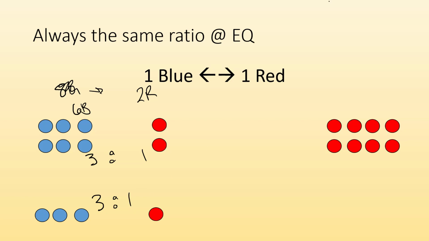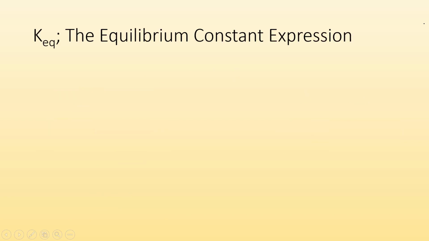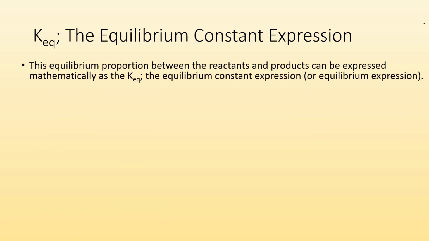I could even start with a bunch of red, and then what do you think is going to happen? Well, surprise, surprise, we're still going to reach this 3-to-1 ratio for this equilibrium. It's always going to be in that ratio. So KEQ, the equilibrium constant expression: this equilibrium proportion between the reactants and the products can be expressed mathematically as the KEQ. It's the equilibrium constant expression, or the equilibrium expression.